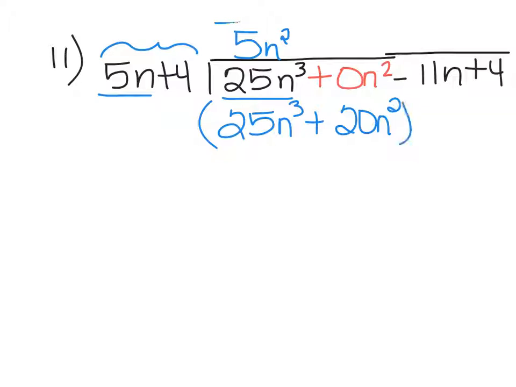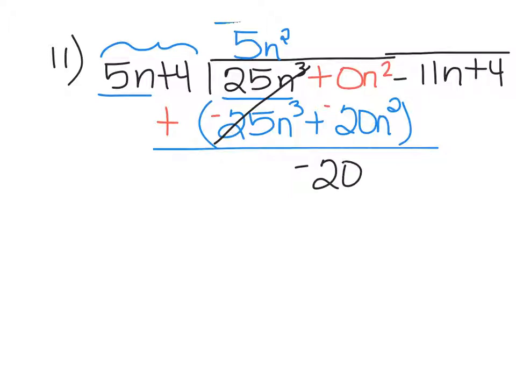I need to subtract all of this. Well, when I subtract, I'm distributing the negative, which is the same thing as adding the opposite. So I'm just going to change these signs. These first terms cancel out, and then 0n squared minus 20n squared is going to leave me with negative 20n squared. Bring down that negative 11n.